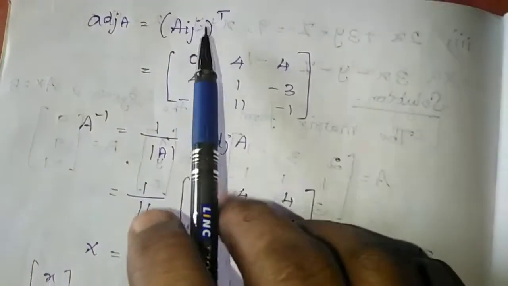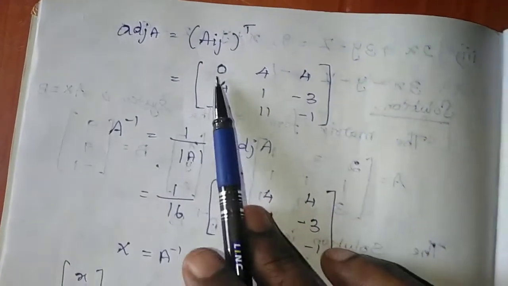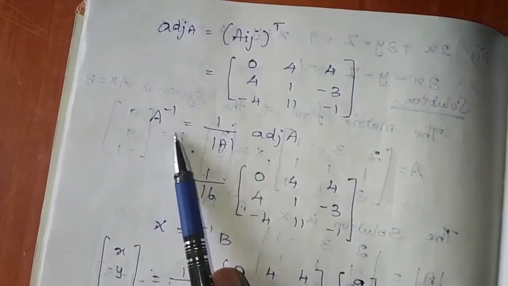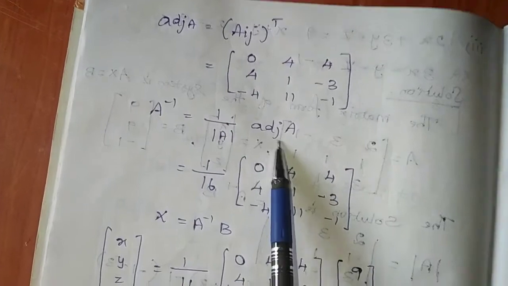Now adj means the transpose of the cofactor. Take the transpose and we get the answer. A inverse equal to 1 by mod A into adj. Mod A value is 16, so 1 by 16, and write adj.